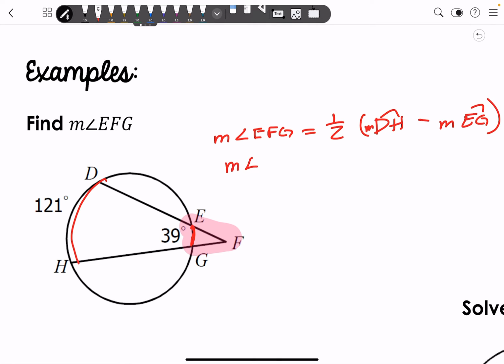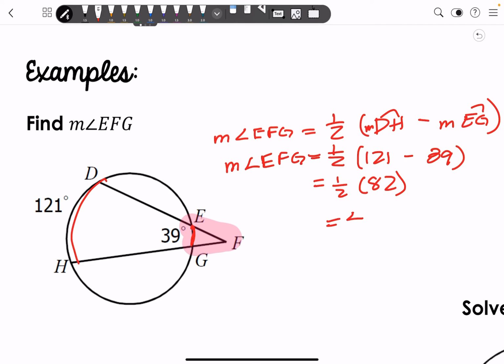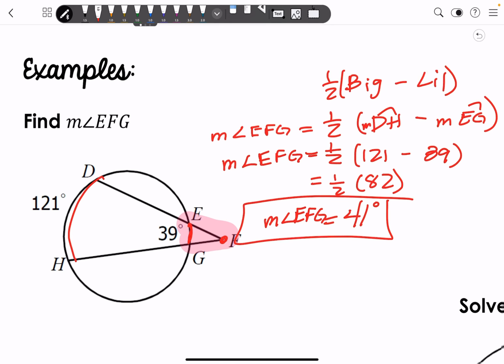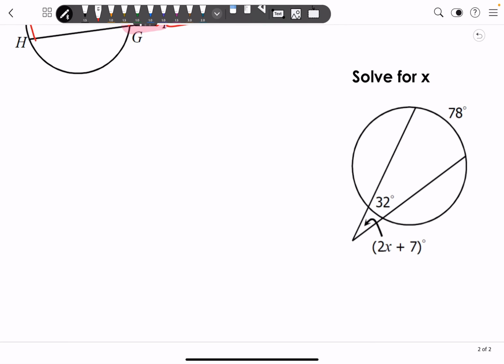Well, let's plug in what we have. The angle of EFG is going to equal half of 121 minus 39. 121 minus 39 is equal to 82, and half of 82 is 41 degrees. So the measure of angle EFG is equal to 41 degrees. Remember, it's half of your big minus your little, because both of them are intersecting outside of the circle.